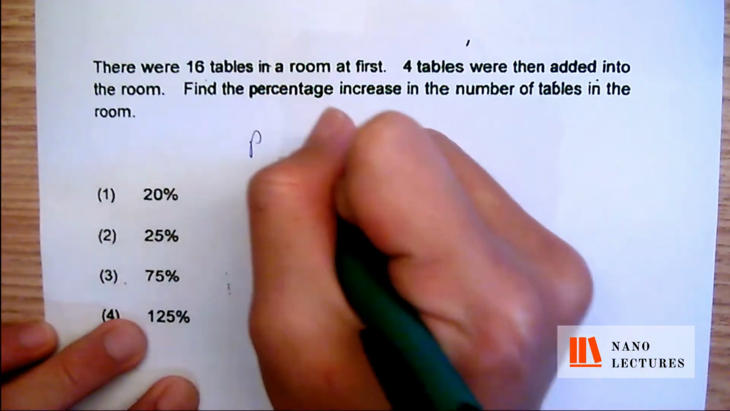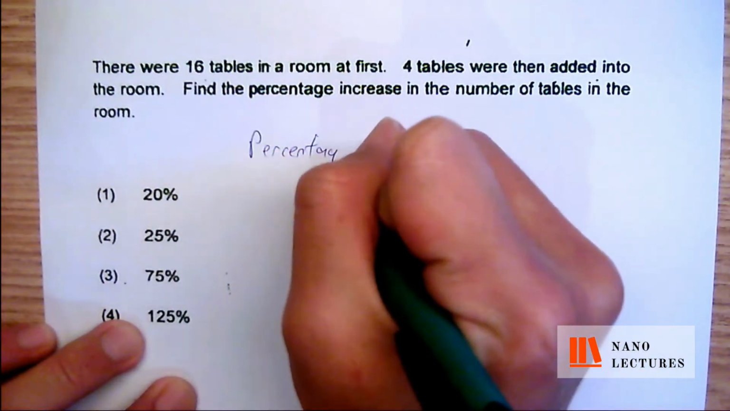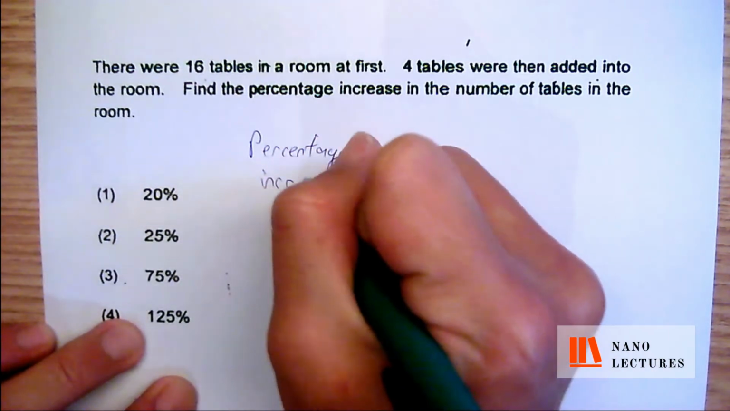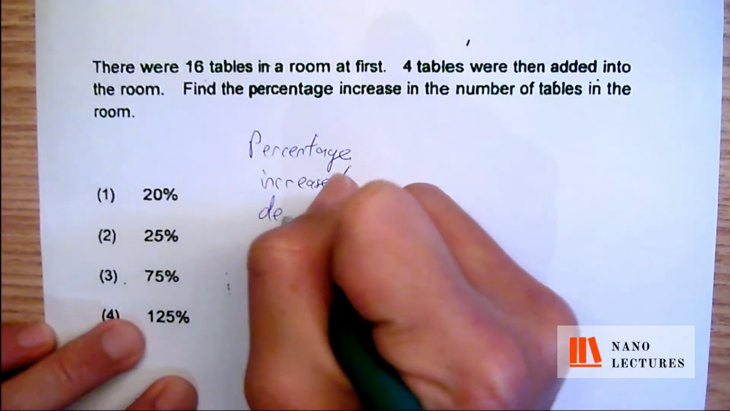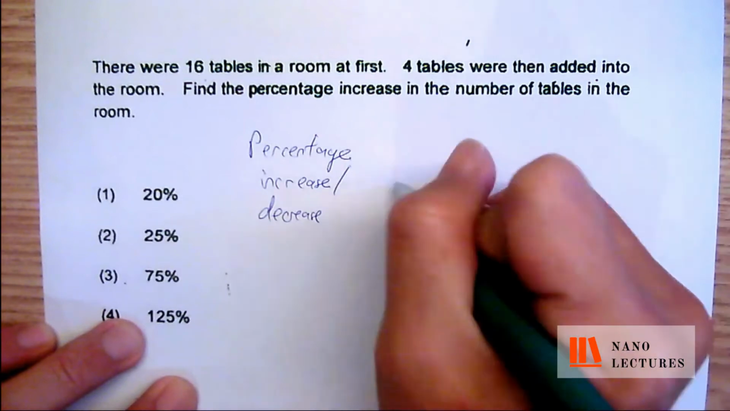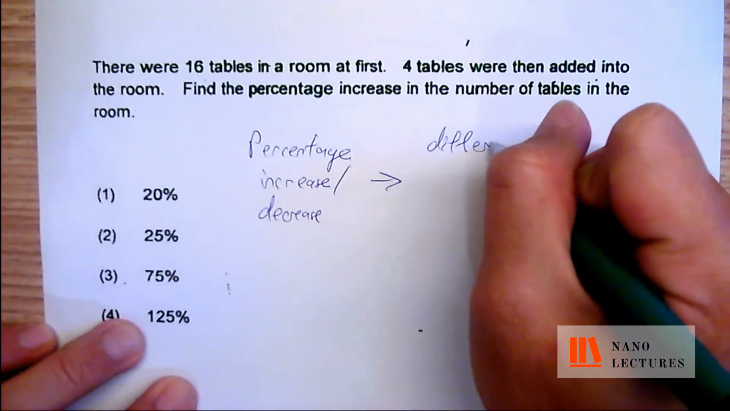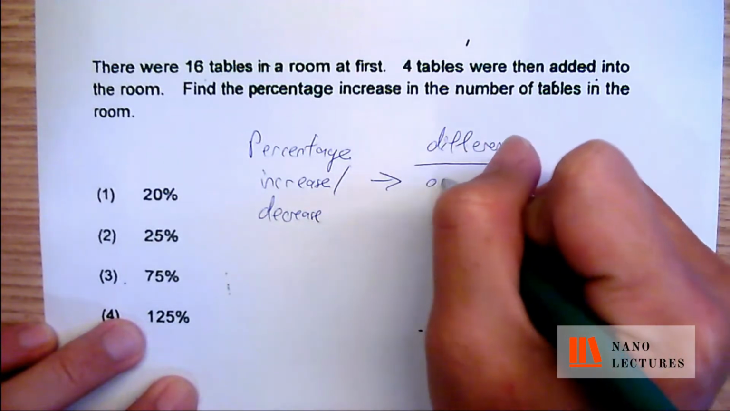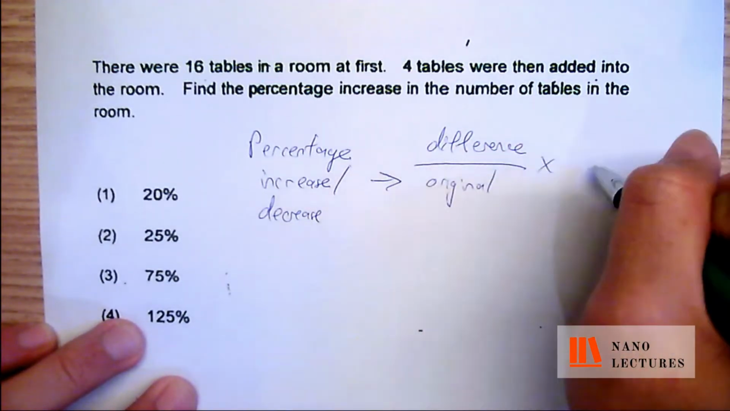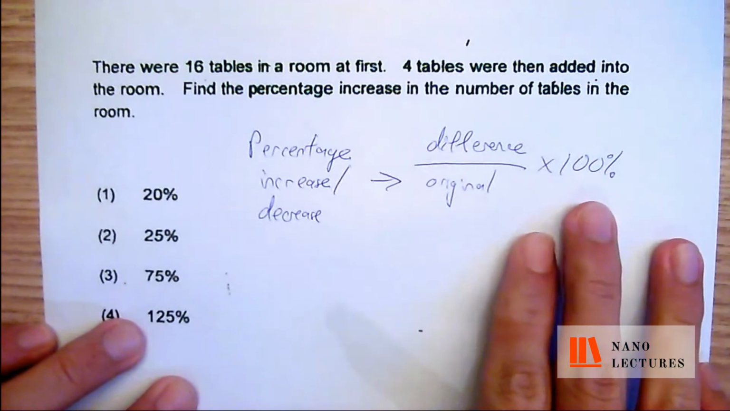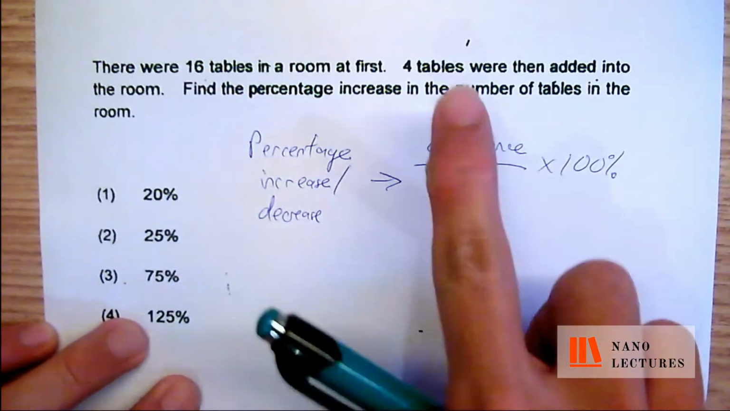Percentage increase, the formula, okay, percentage increase or decrease, right? The formula is the same. It is difference over original multiplied by 100%. This is the formula. I'm going to use this formula and teach you how to do this.